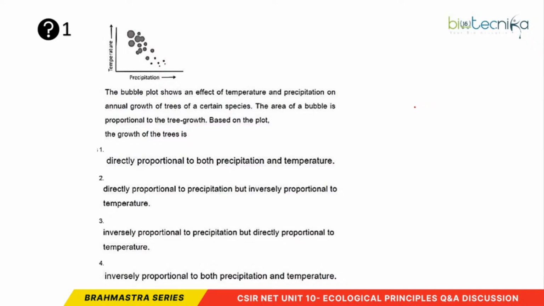They are saying the bubble plot shows an effect of temperature and precipitation on annual growth of trees of a certain species. The area of the bubble is proportional to the tree growth. Based on the plot, the growth of the tree is... On the x-axis you have the precipitation, on the y-axis you have the temperature. Come on, I'm expecting some answers from all of you. Let's make this interactive.